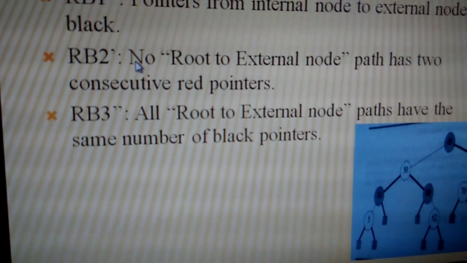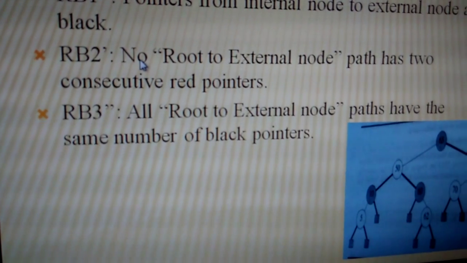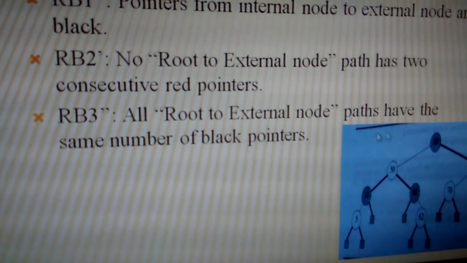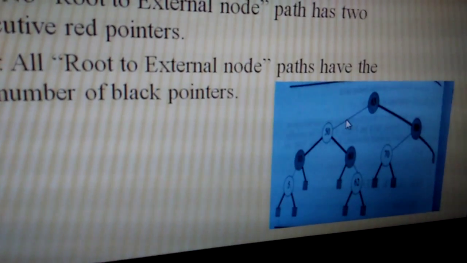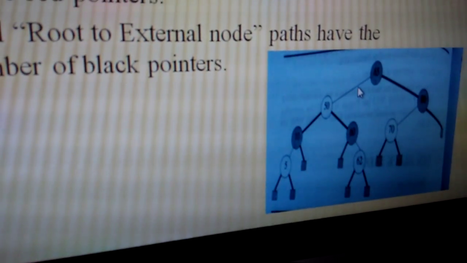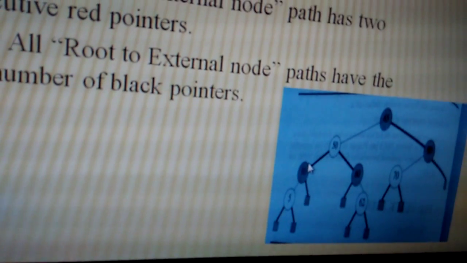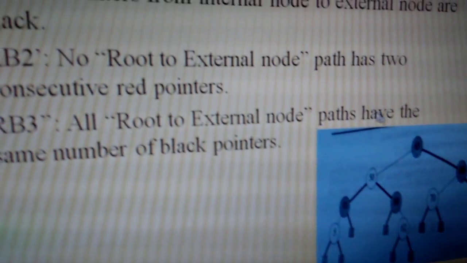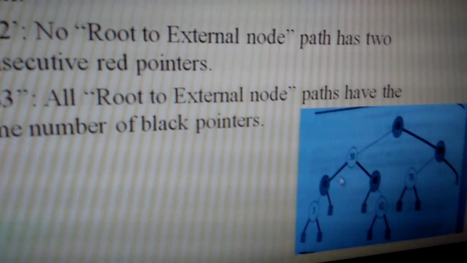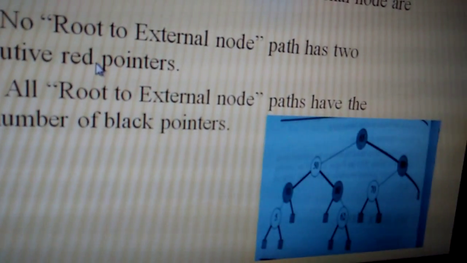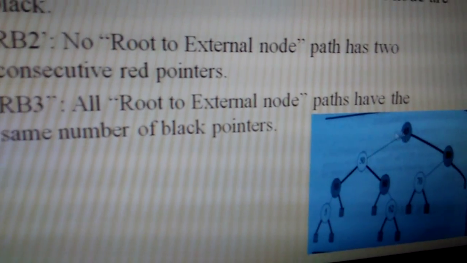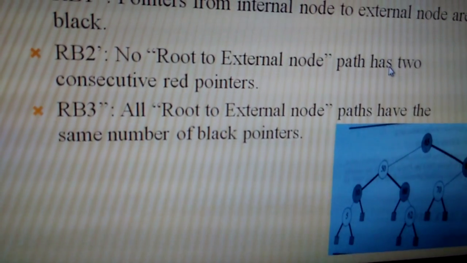RB2, that is red black tree property 2: no root to external node path has two consecutive red pointers. Here in the entire tree, there are no two consecutive thin lines. It is a thin line followed by a thick line, followed by a thin line, followed by a thick line. So no root to external node path has two consecutive red pointers, meaning thin lines. This entire tree satisfies property 2 also.